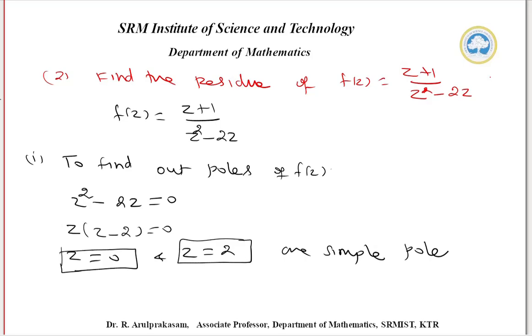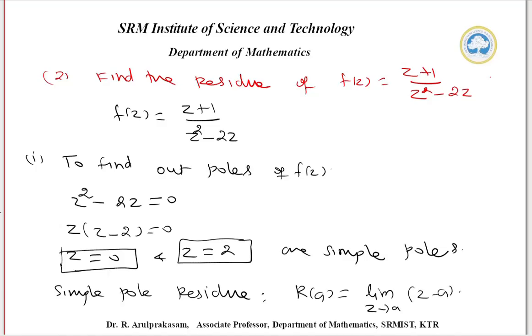So what is next? How to find the residue of the function? Do you know the simple pole residue formula? What is our simple pole residue formula? The residue at a is the limit as z tends to a of (z − a) times f(z). This is the simple pole residue formula.